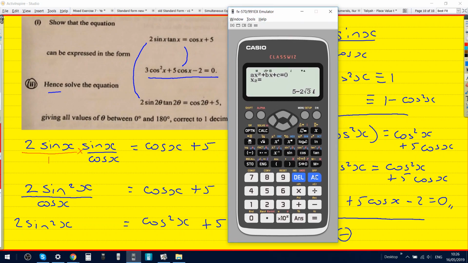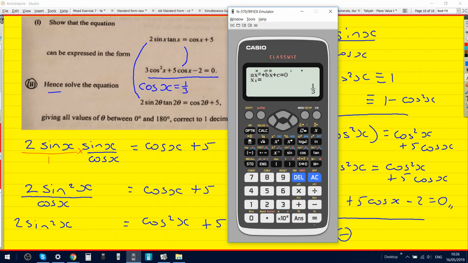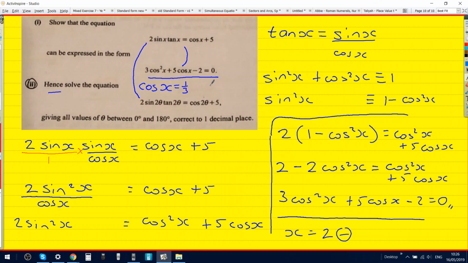Right, yeah. So A is 3, B is 5, C is minus 2. So we get cos x is a third, or cos x is minus 2. How would you solve the one on the right? Cos x equals minus 2.